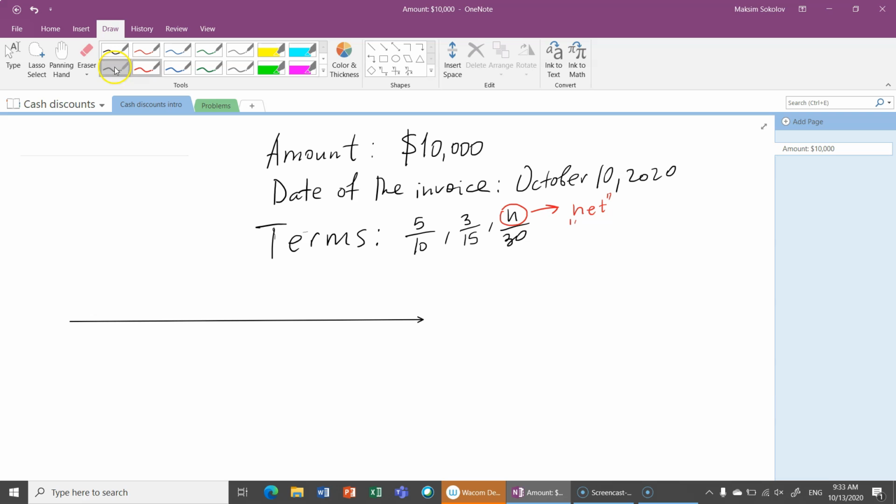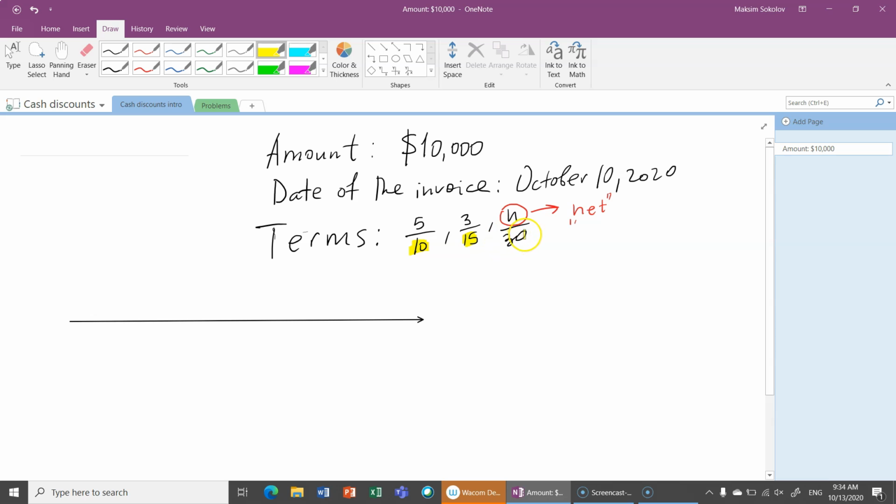So what is the meaning? The meaning is that if you pay for this invoice within the first 10 days, in the bottom of all those, we can see them written as fractions. So in the bottom you can see 10 here, and this means that if you pay for the invoice within the first 10 days, you will get 5% off. If you pay after 10 days, but within 15 days, so from day 11 up to day 15, you will get 3% off for the invoice.